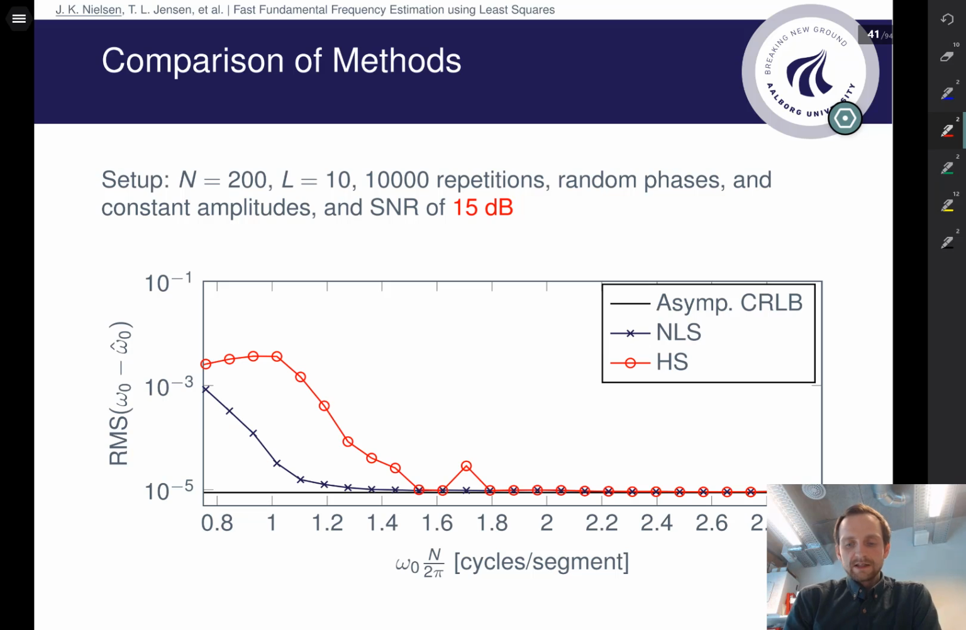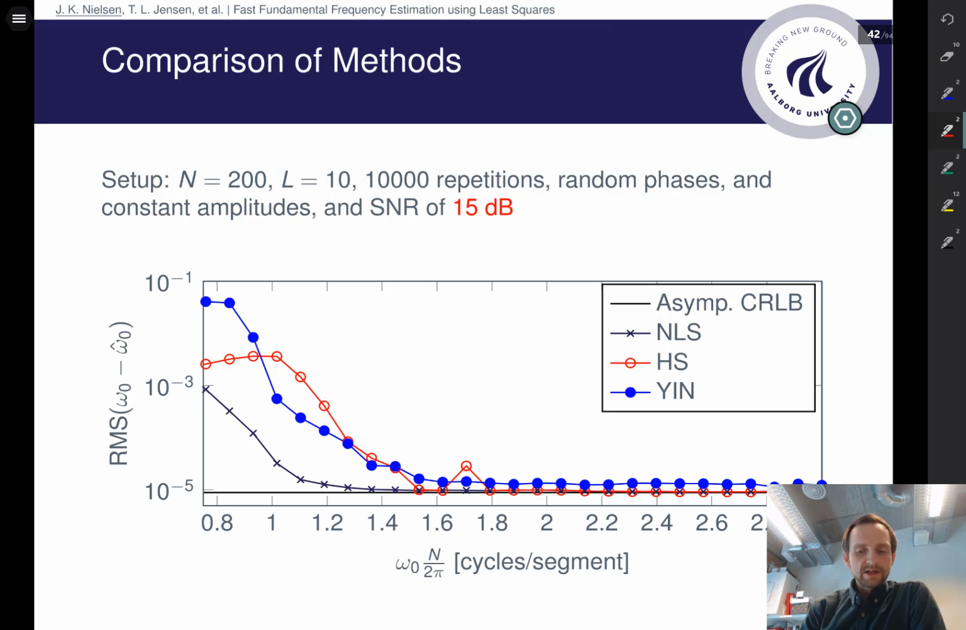So this is then the harmonic summation method, and you can see, as we have discussed before, it doesn't work as well for a low fundamental frequency. It starts breaking down here around, I would say, 1.5 cycles per segment. Above this point, it's basically as accurate as the nonlinear least squares method, but below it, it's much more inaccurate.